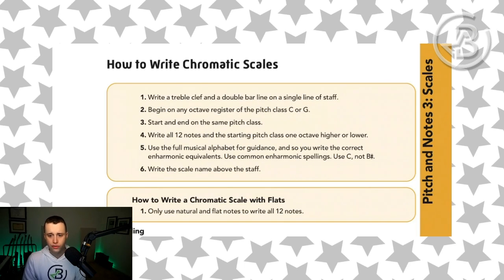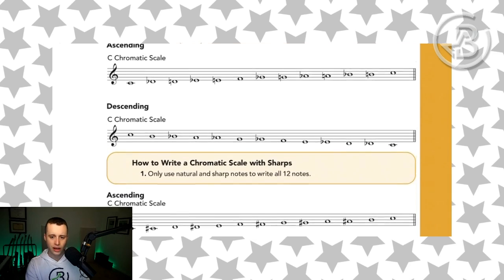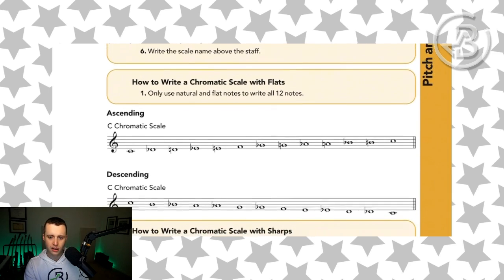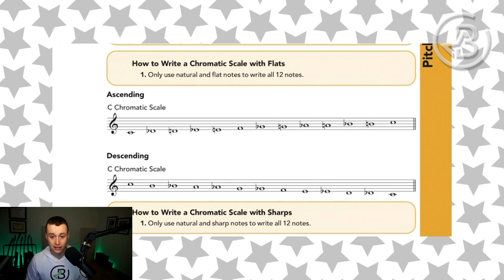Now you're going to use the full musical alphabet for guidance so that you write the correct enharmonic equivalents. Remember to use the common enharmonic equivalents like C and not B sharp, and write the scale name above the staff. Now we're going to have two different ways of writing the chromatic scale. We're going to write the chromatic scale using only flats for the enharmonic equivalents, or we're going to write the chromatic scale using only sharps for the enharmonic equivalents. We're going to look first at writing flats.